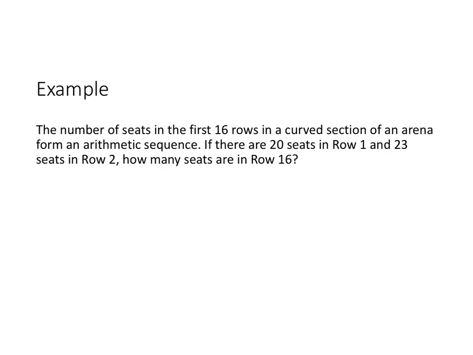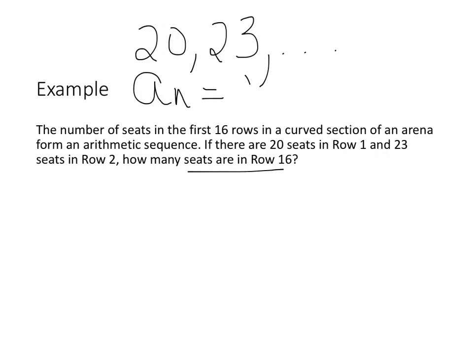Alright, here's another example we're going to do together. It tells us the number of seats in the first 16 rows in a curved section of an arena form an arithmetic sequence. So you know that each row is changing by the same amount. It says there are 20 seats in row 1, and 23 seats in row 2. It is an arithmetic sequence, so it continues on in this pattern. It wants to know how many seats are in row 16. So you're going to be using your arithmetic sequence formula again.